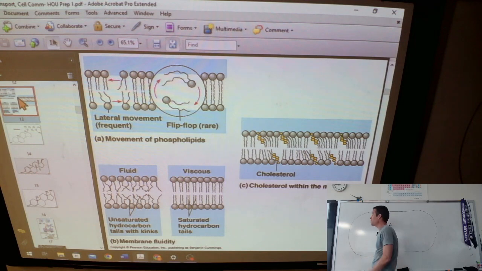So this next part you don't have to know for AP Bio. It's only mainly if you're going to be a biology major of some kind or go into a medical career, whatever.